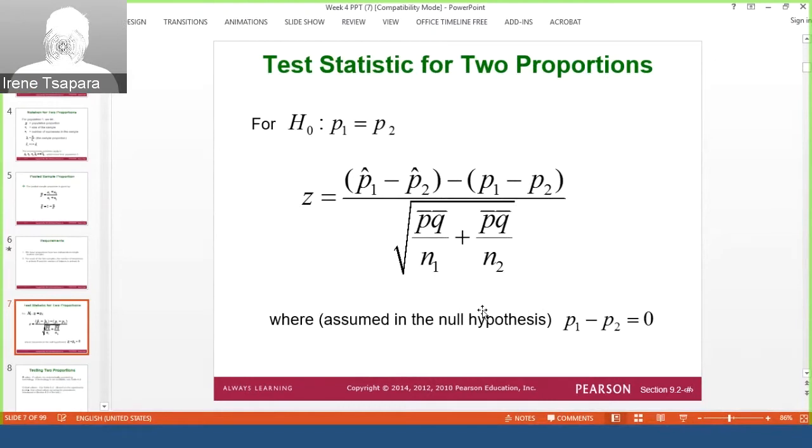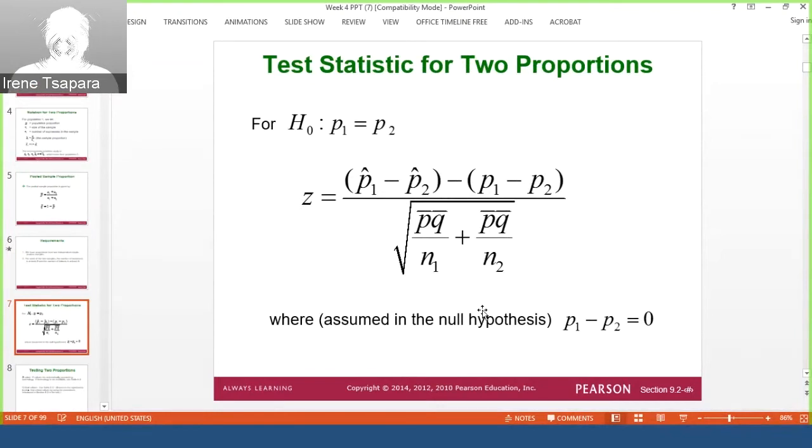What is the test statistic? As I said before, we are now going to be working with a different formula that will give us the test statistic to standardize the proportion. What you see on your screen right now is the test statistic for the two proportion test. On the top, you see the difference of the p hats minus the difference of the p's. So you take the sample proportions and subtract them, and then you take the hypothesized proportions for the populations and subtract them.